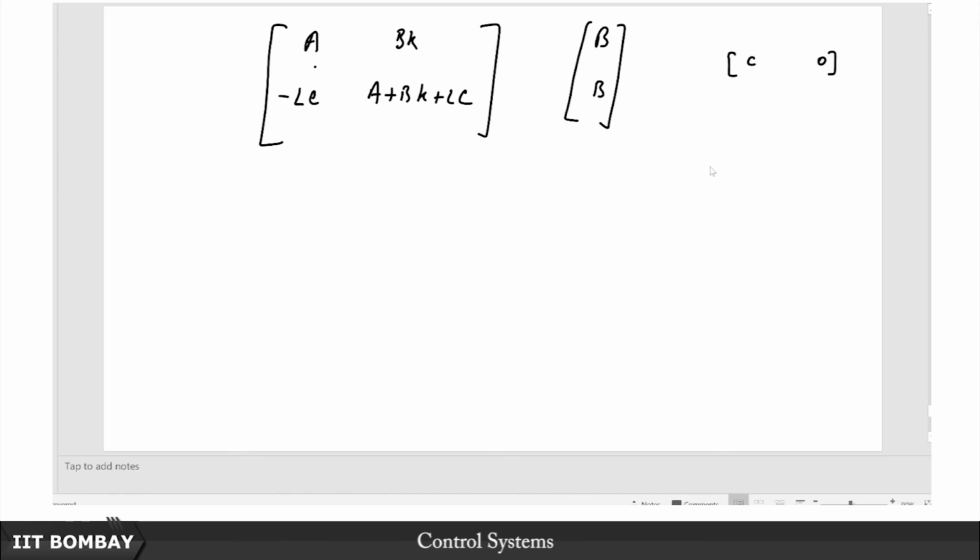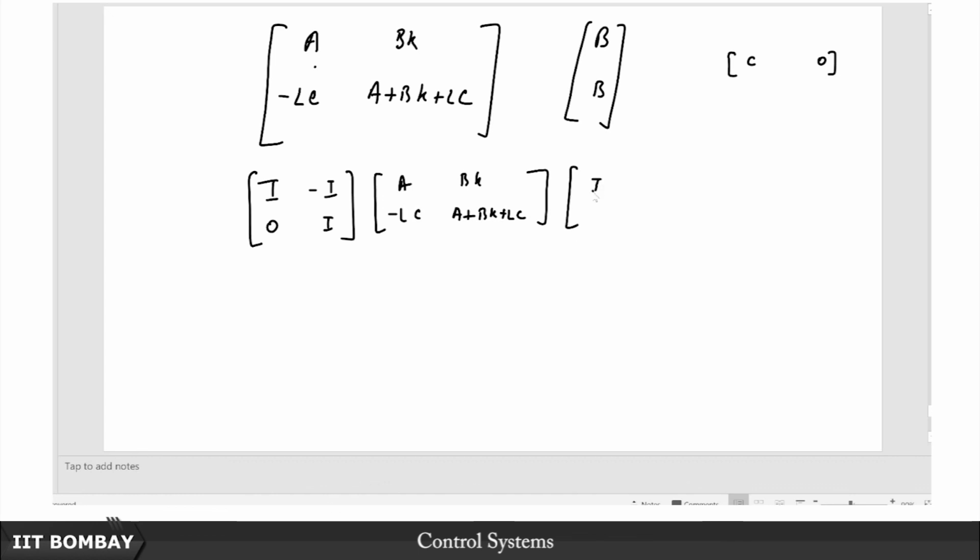Now, think of something called a similarity transformation. What if I choose a similarity transformation such that I use [I, -I; 0, I] times [A, BK; -LC, A+BK+LC] times [I, I; 0, I]?